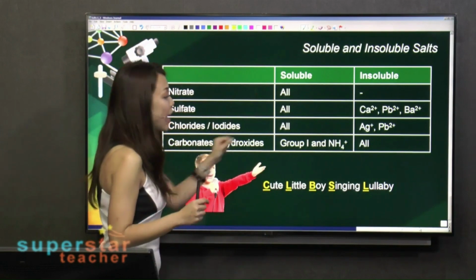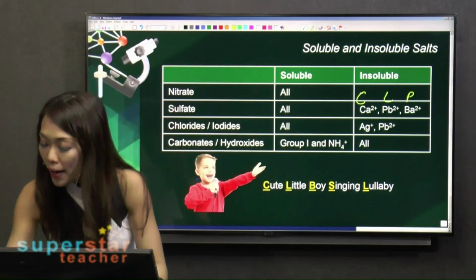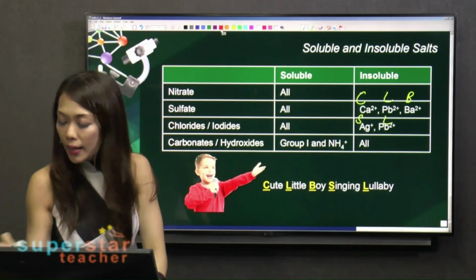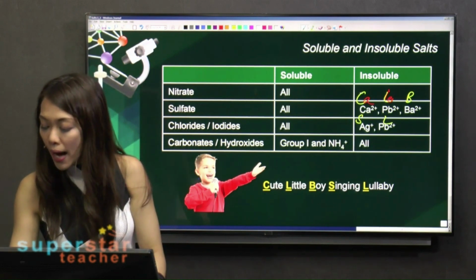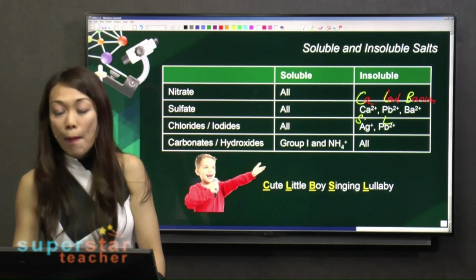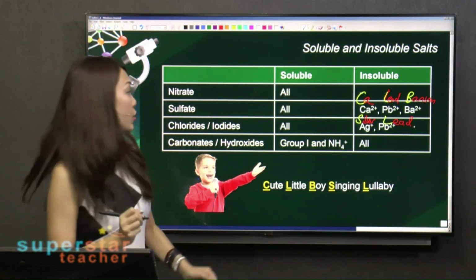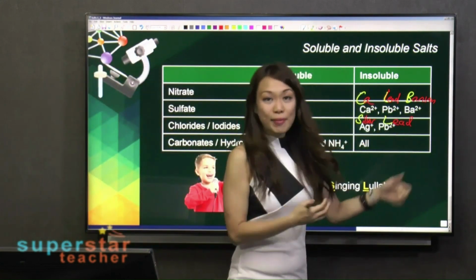So if you can write down, cute little boy singing lullaby. My Q here represents calcium. My L here represents lead, and B represents barium. Sing represents silver, and L represents lead. So it is cute little boy singing lullaby.